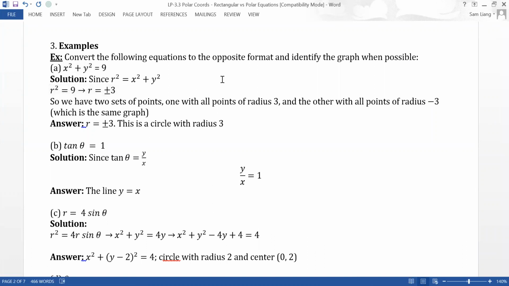Now, at this point, you might not realize what it is, but if you just think about it for a sec, this means we have two sets of points, right? We have r equals plus 3 and r equals minus 3. And to make that even more patent, I will write these as two equations. Okay. So r equals 3, r equals negative 3. So one with all points of radius 3. So all the points of radius 3 is going to be a circle, right?